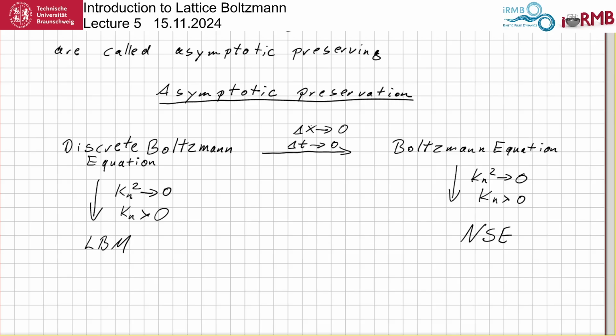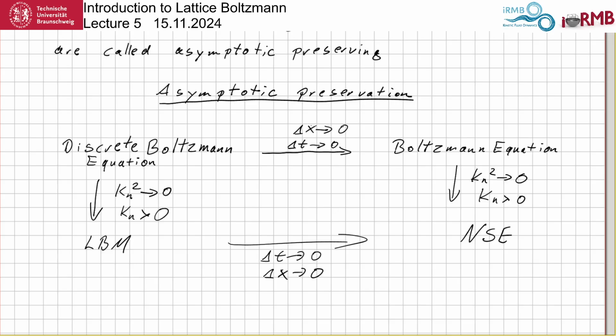only a small number of speeds. So from the discrete Boltzmann equation, we come with this simplification to the Lattice Boltzmann equation, and from the Boltzmann equation we come to the Navier-Stokes equation. And now the idea is that if we do the same thing here, with the time step getting smaller and the grid spacing getting smaller, we end up at the Navier-Stokes equation.